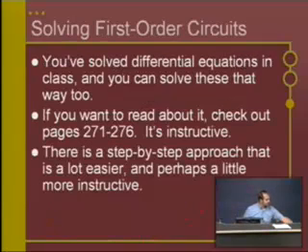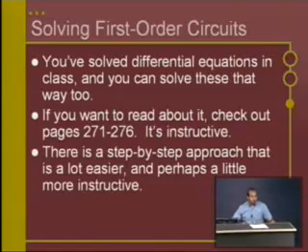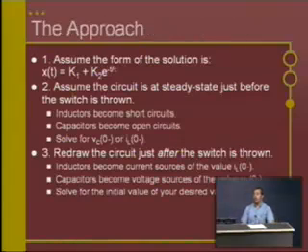So again, like I said, you can solve these using purely differential equation methods. And I suppose if you want to, you can. But I like this other method a lot better. And the step-by-step method that we're going to use goes as follows. We're going to start out by assuming that the form of the solution for this first order circuit is going to be that x of t equals k1 plus k2 e to the negative t over tau.